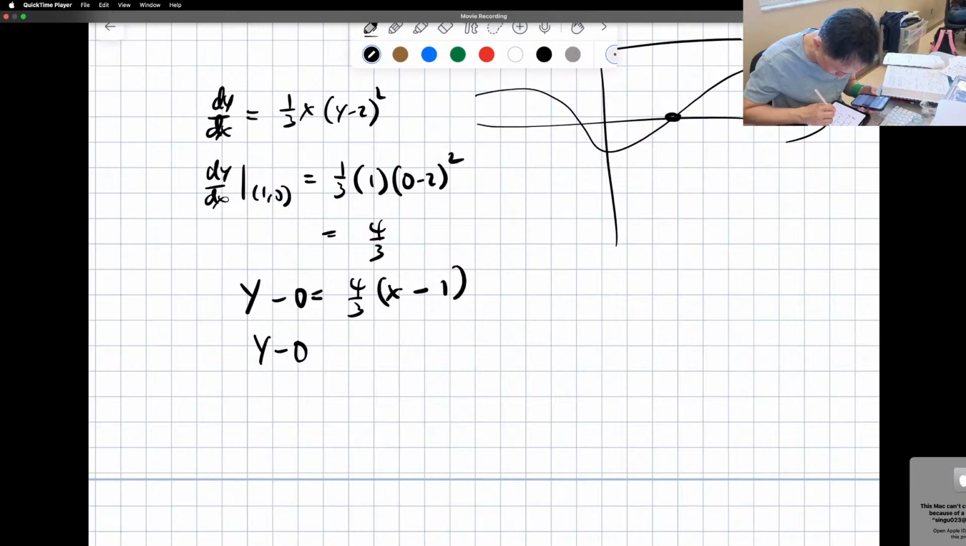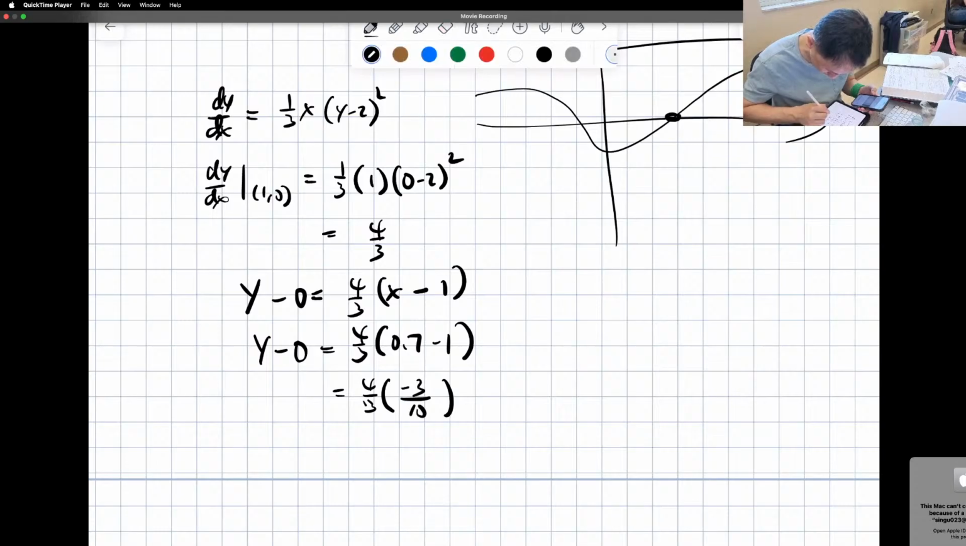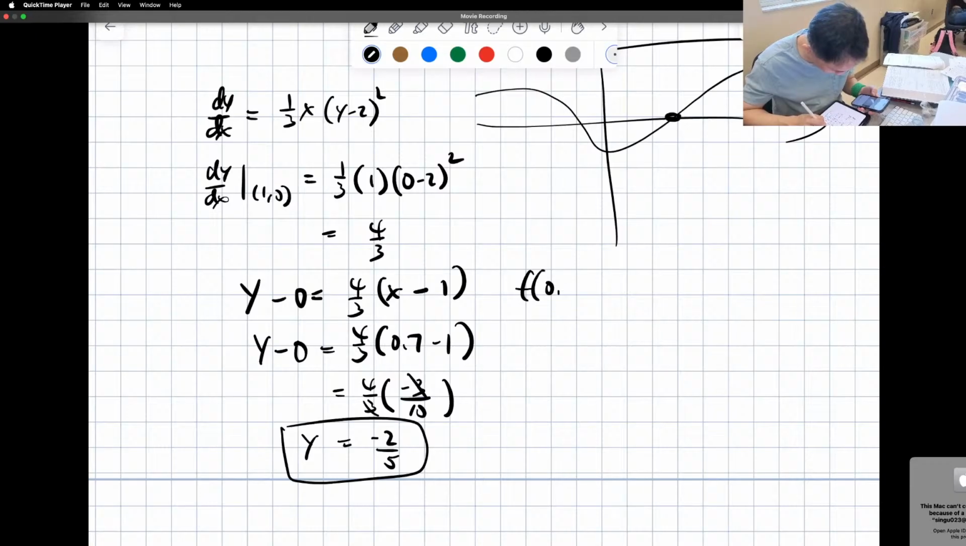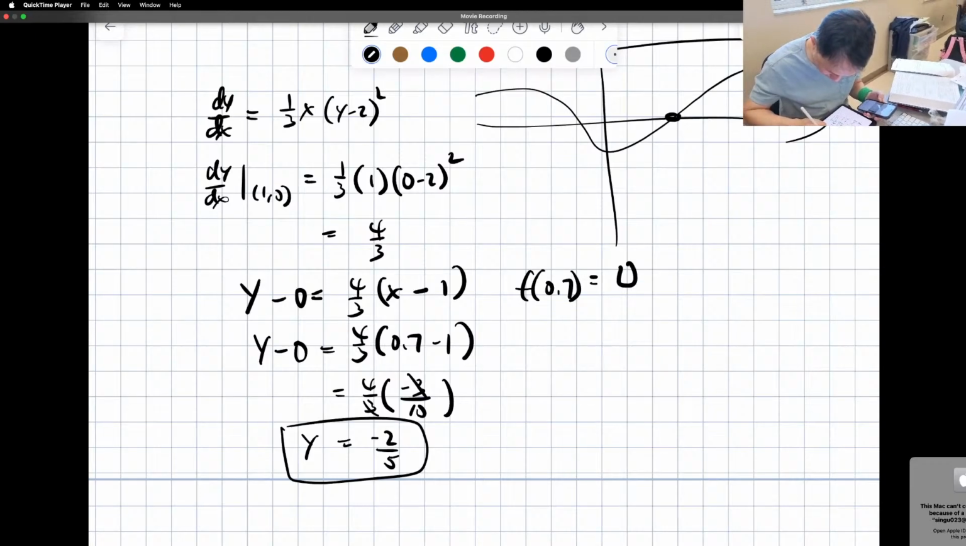So y minus 0 equal to 4/3 times, what do they want to approximate? 0.7 minus 1. I use fractions because this one's negative 3 over 10. This cancels out. That's equal to negative 2 over 5. Is that right? And so f of 0.7 is negative 0.4.